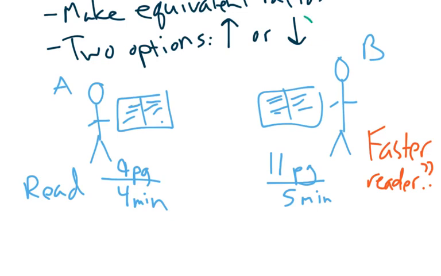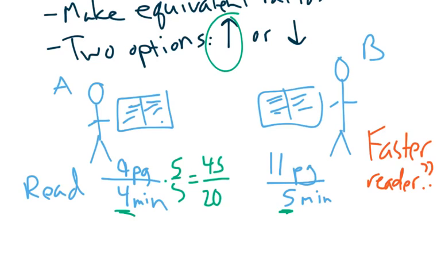So if we were to build them up, we're going to need to find a common denominator here. And so the common denominator between 4 and 5 is 20. So what I would need to do is multiply this one by 5 over 5, the numerator and denominator, and that would give me 45 pages over 20 minutes. And then this one, I'd multiply by, not 5, but 4 over 4. And so that would give me 44 pages over 20 minutes. And so the faster reader would actually be A. Now, that's if we build up.